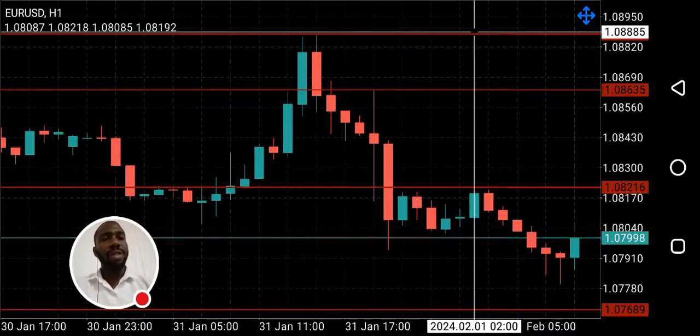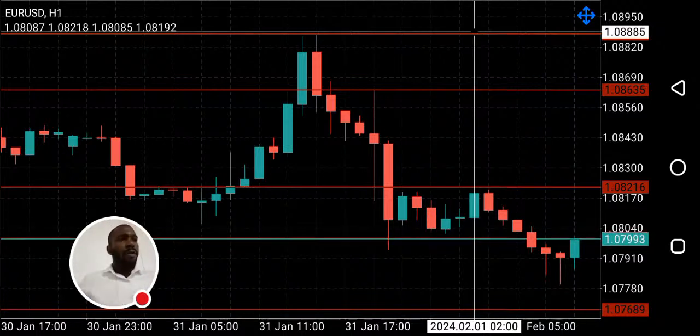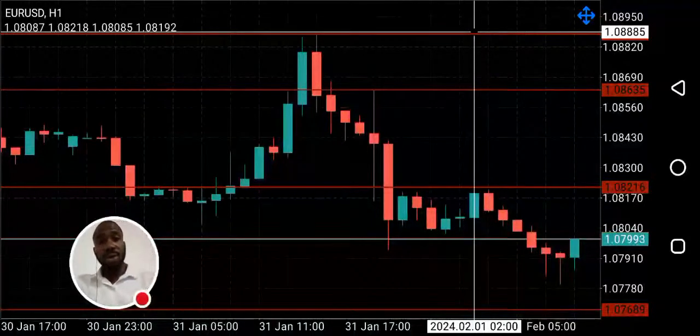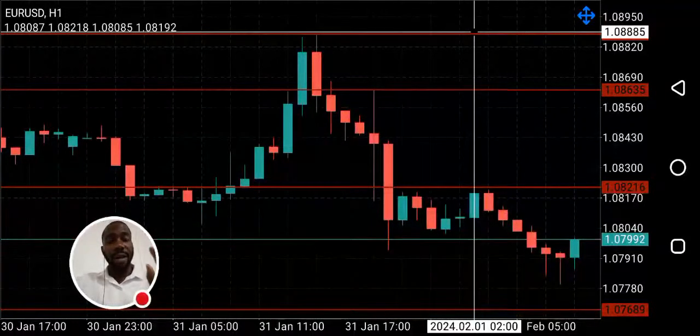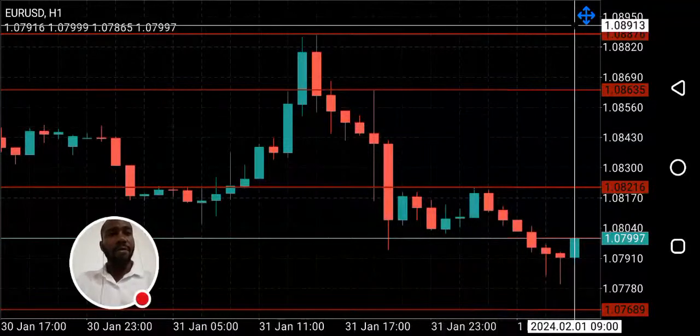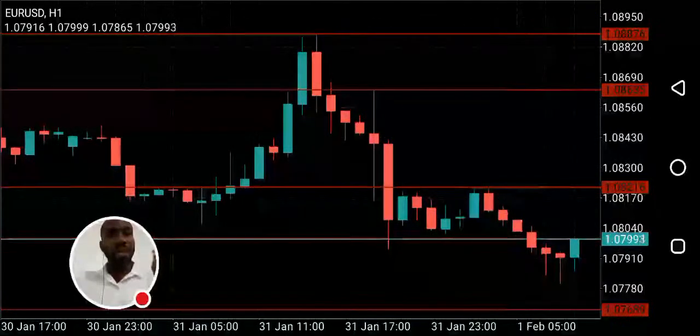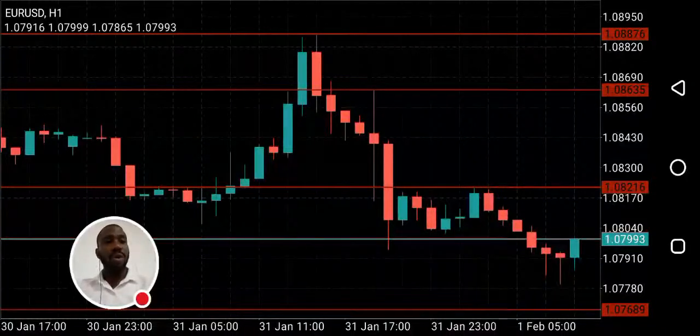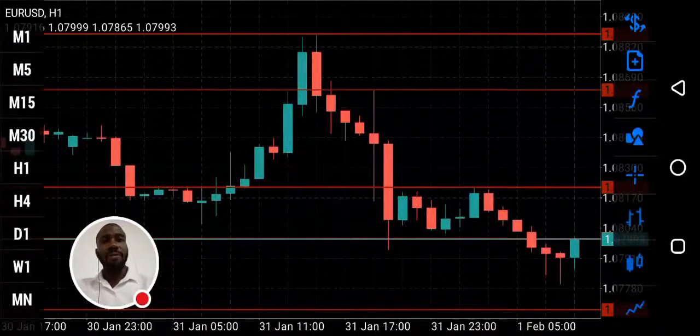Okay, Euro USD is giving us a buy setup. Of all the pairs we've analyzed, I think Euro USD has a very good, nice setup. But let's wait for the 1 hour candle to close bullish before we buy.